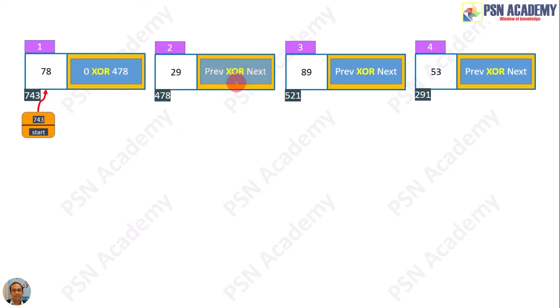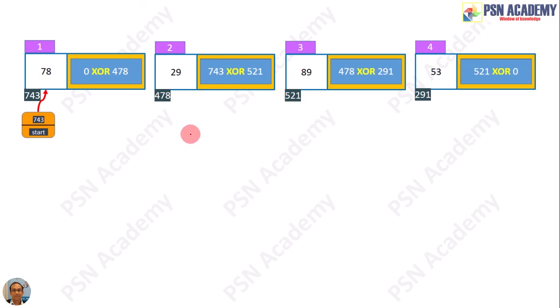The same thing goes over here also. Prev is replaced with 743 now, and next is replaced with 521. We XOR these two values in binary form and put the result here. We have this and we have this. Please note the last node here. There is no node after this last node. So next is null, so 0 has been placed here in place of next.